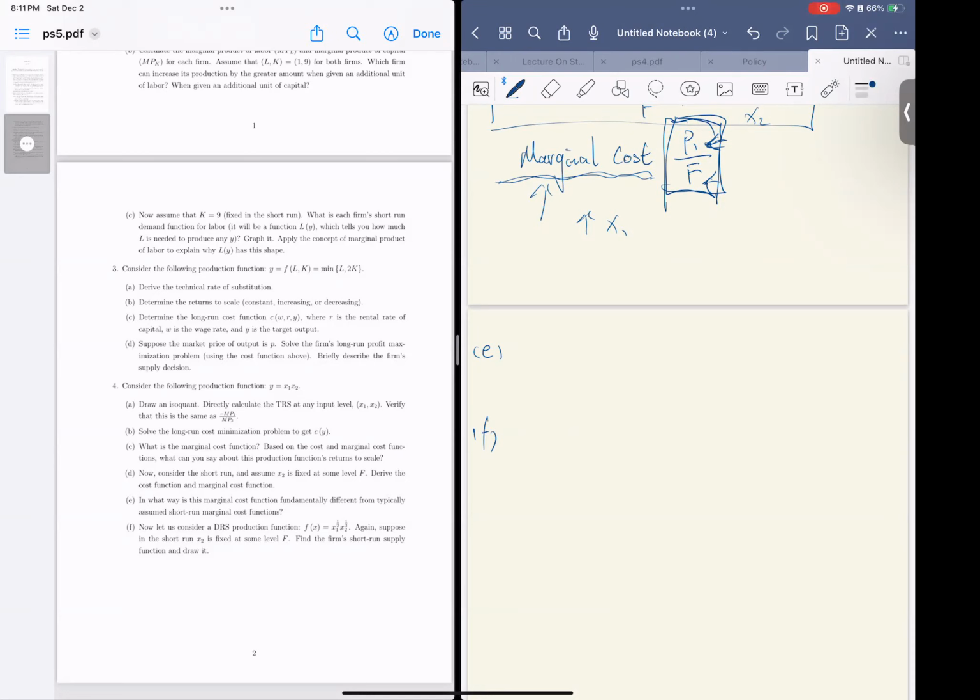Let's do F. Let's consider decreasing returns to scale. F of X. We know this is decreasing returns to scale because alpha and beta add up to less than one.